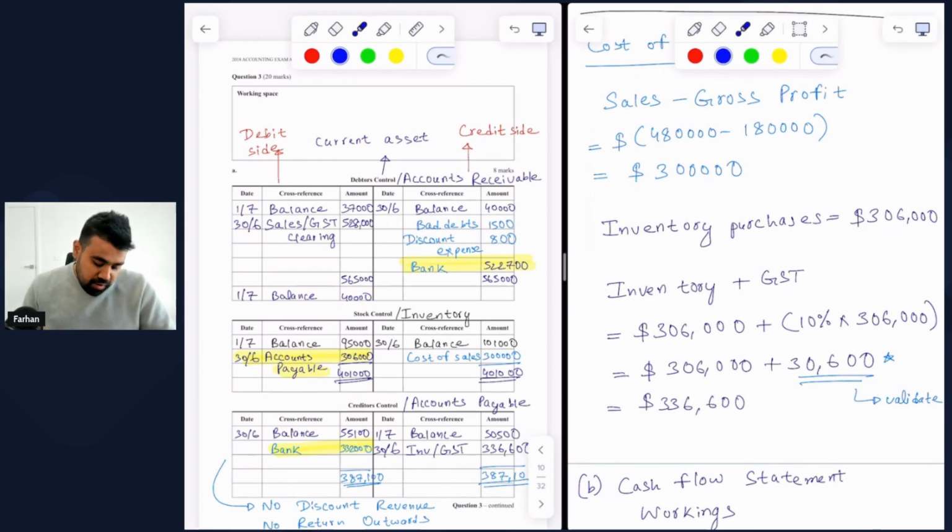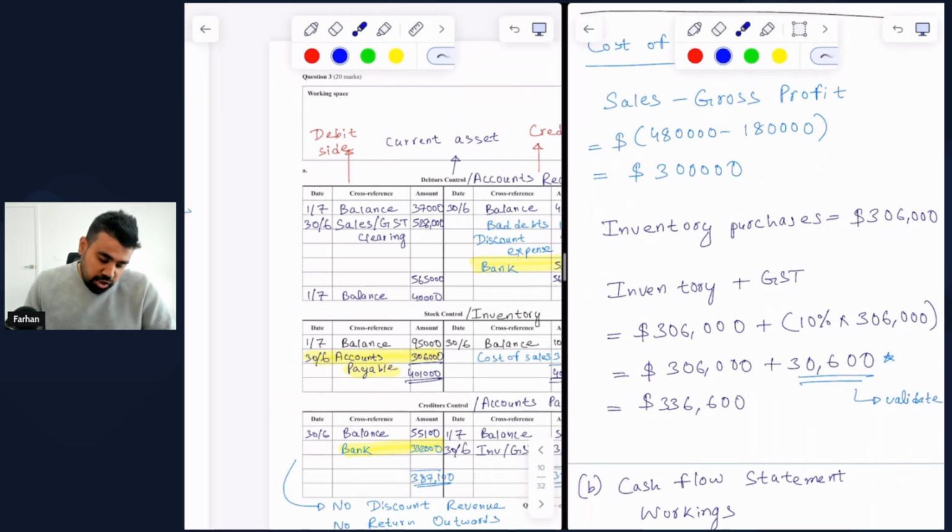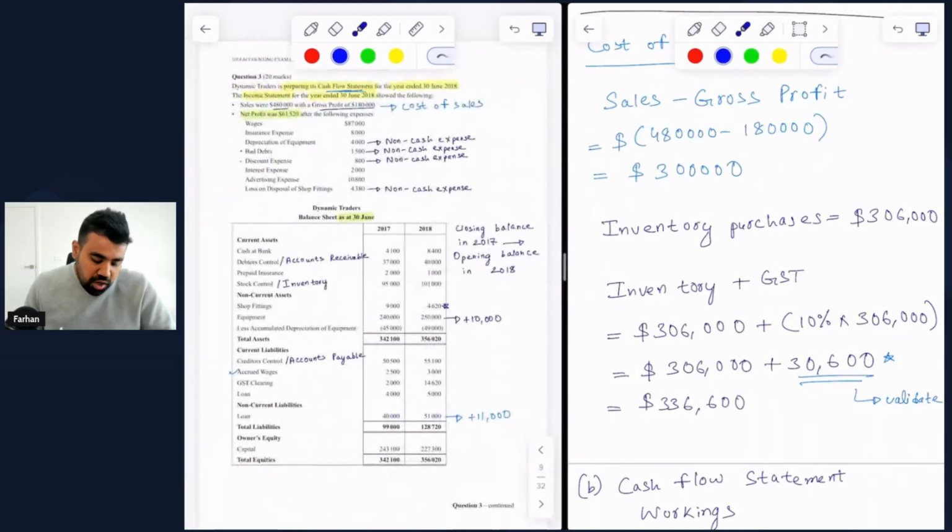Now, the opening balance, because inventory is an asset, is on the debit side of the ledger account on the 1st of July, and that is 95,000. And the closing balance is on the credit side, and that's $101,000. Let's do a quick verification by looking into the balance sheet, and you can see inventory at end of 2017 is 95,000, which becomes the opening balance for 1st of July 2017, and the closing balance at end of 30 June 2018 is 101,000.